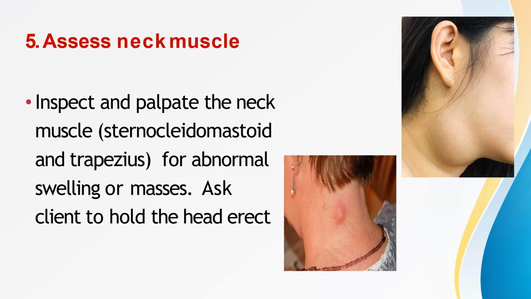Then, we would want to assess the neck muscles. By inspection and palpation, look at the neck muscles, specifically the two major muscles, the sternocleidomastoid and the trapezius muscles. Look for abnormal swelling or the presence of a mass, and ask the client to hold the head erect or extended so that we may be able to observe the structures properly.